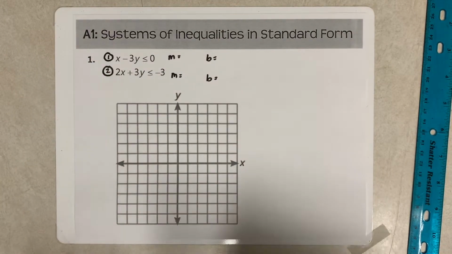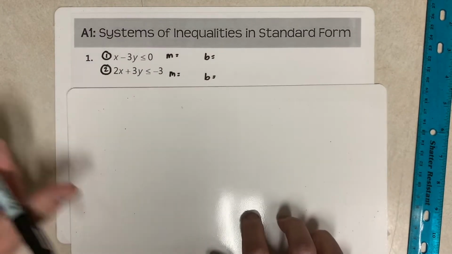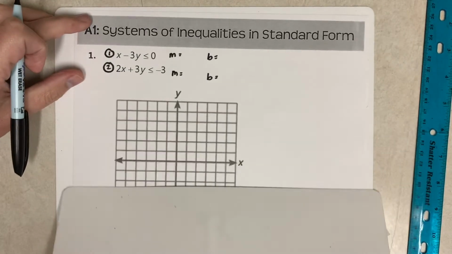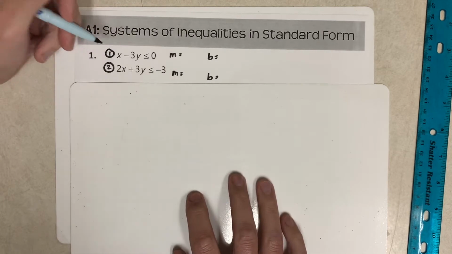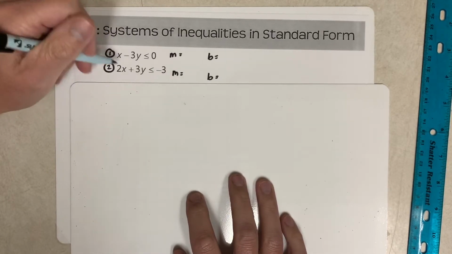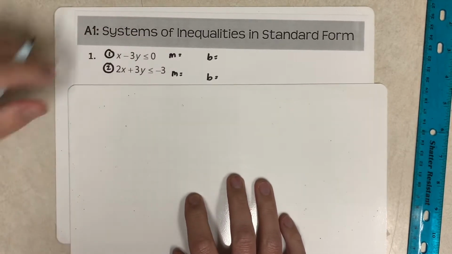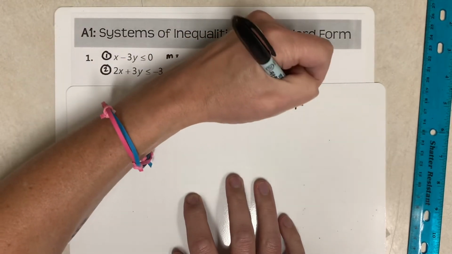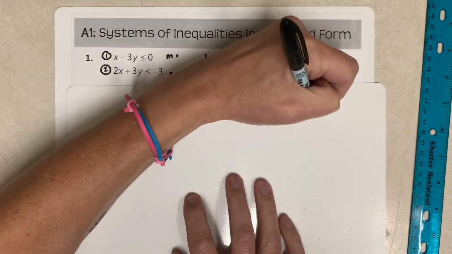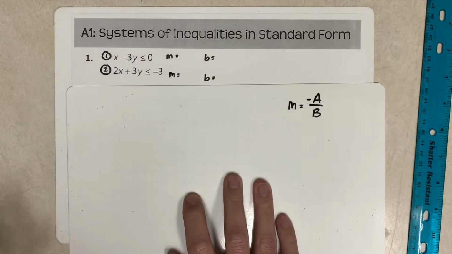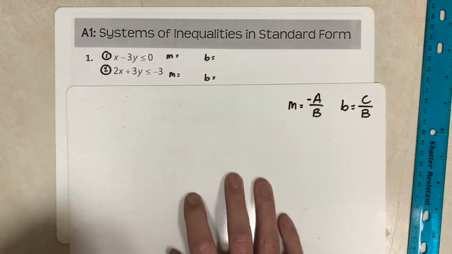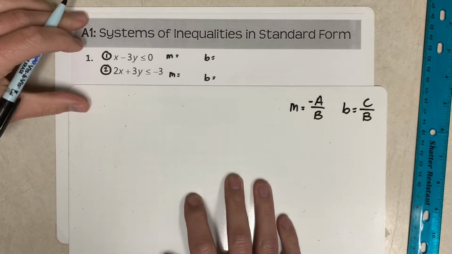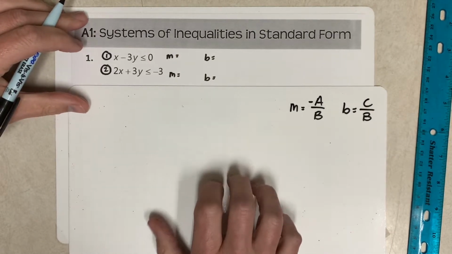Okay, so I'm going to figure out what that stuff is first, before I even graph this. For a line in standard form, we know that the slope is negative a over b, and we know that the y-intercept is c over b. Okay, so those are things we know. We've already gone over that, and we're going to use that knowledge to help us out.